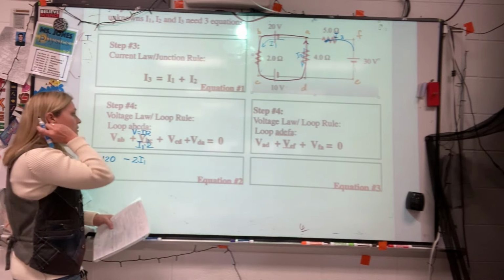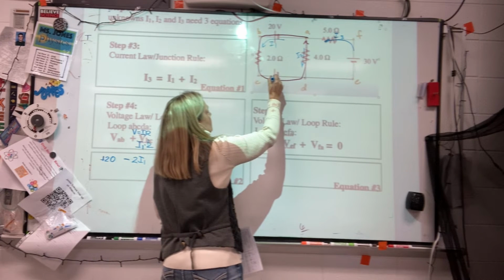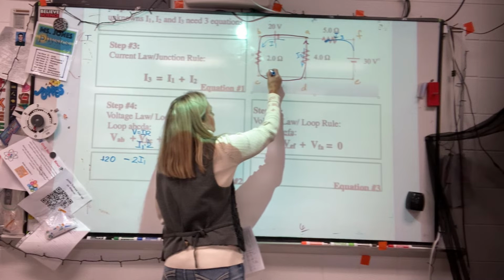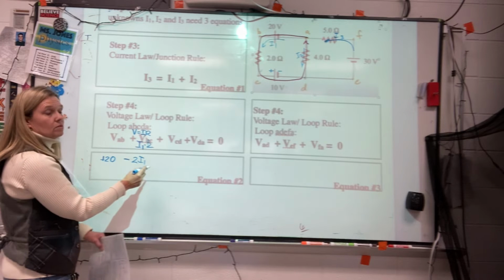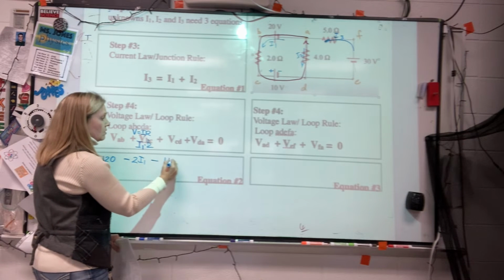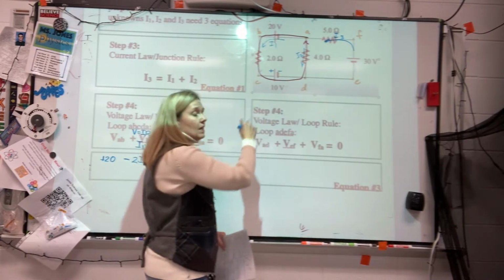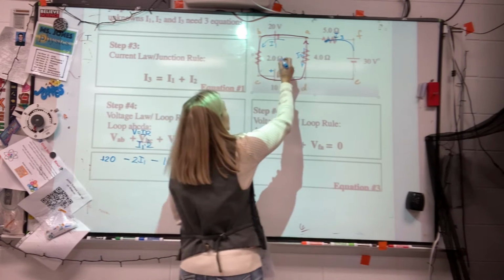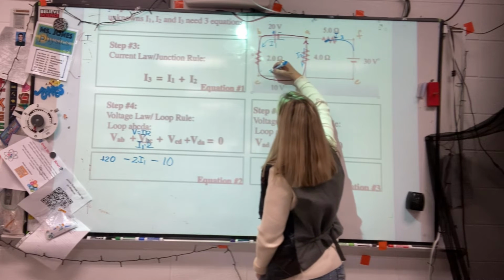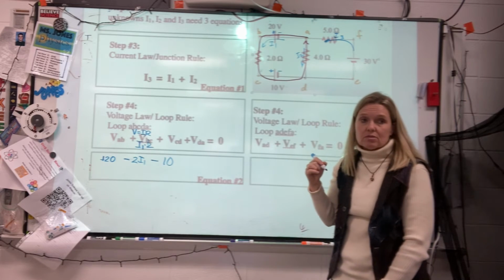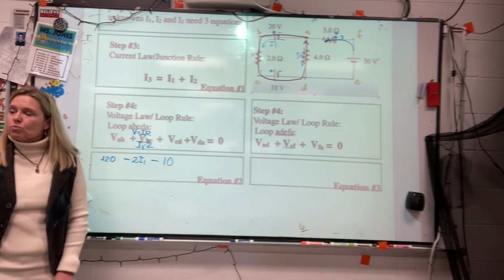Okay, so we've traveled here, now we're traveling here, and we're going this way. So tell me what I need to write here. Negative. Negative 10. You with me? Because unlike the first one, which went from the negative to the plus, this one is going plus to minus. Yes? Okay.